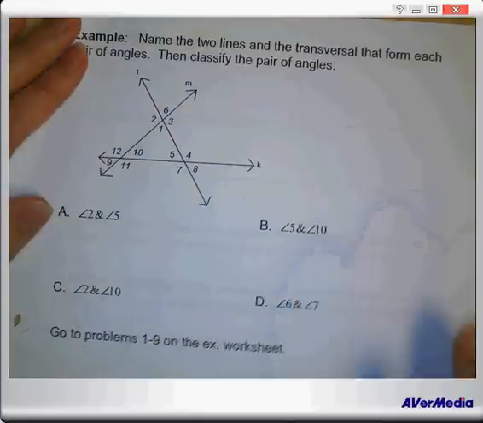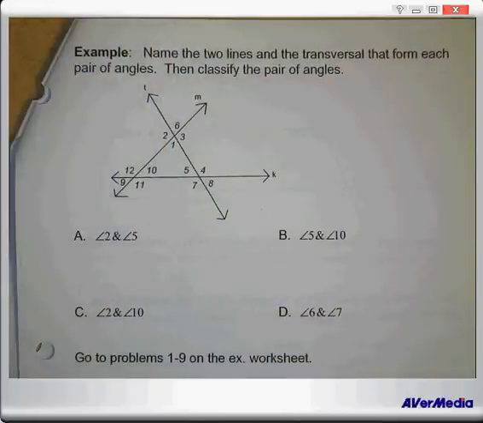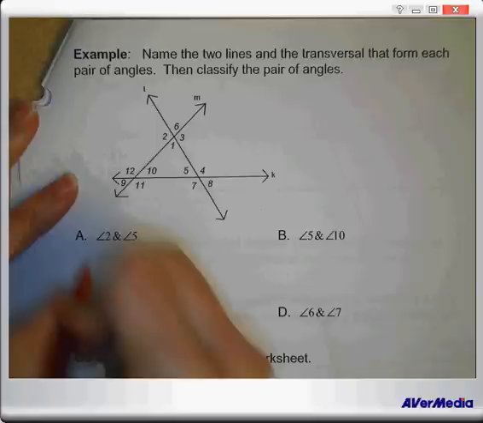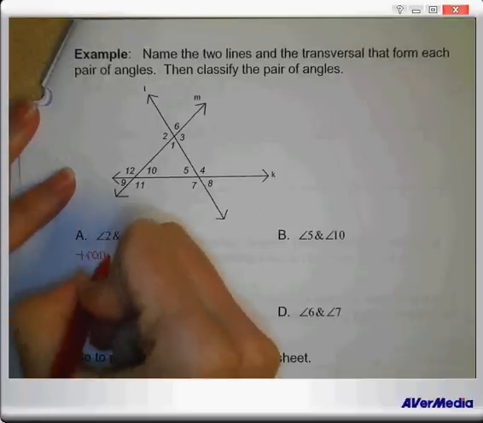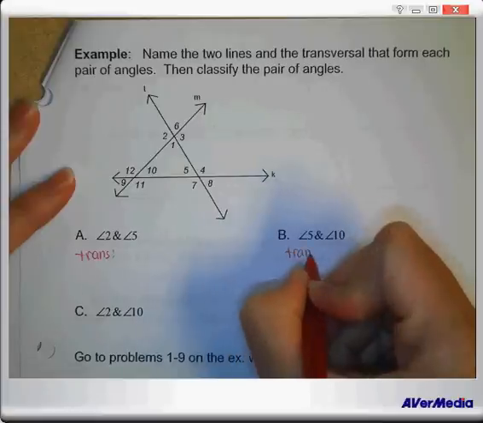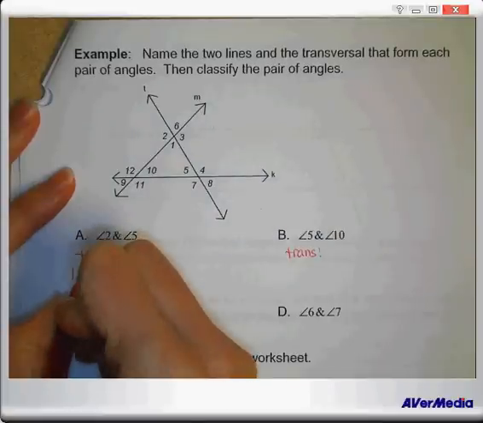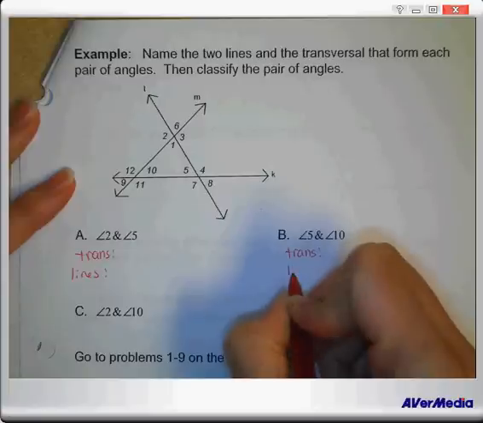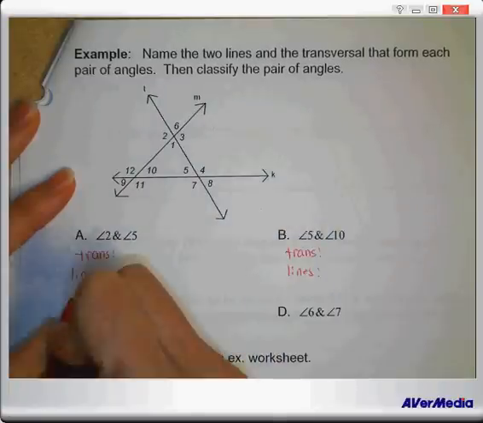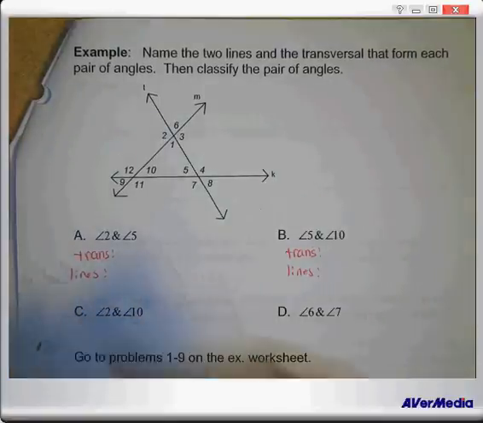Now, look at this nasty thing. You have to be able to identify the different types of angles. And so with that, we want to make sure you can find the two lines and the transversal and then classify the pairs of angles. So we're going to need to work this out. First thing we're going to do is find the transversal. And I'm just going to write it down for each one so I remember. I want to know which lines go with the transversal and what angles they make. Okay? So let's do these together.